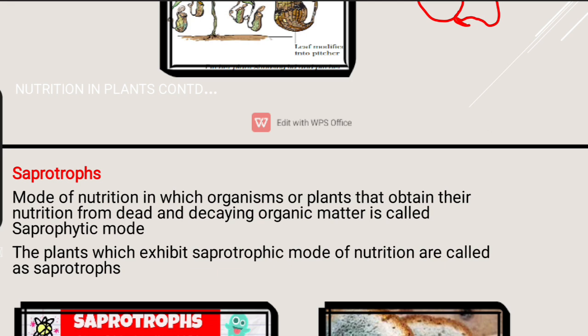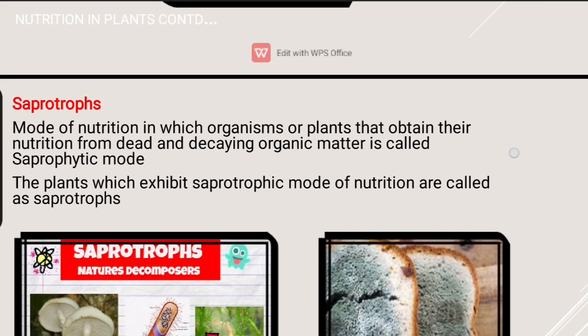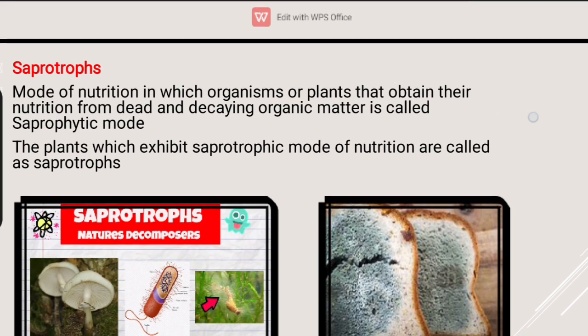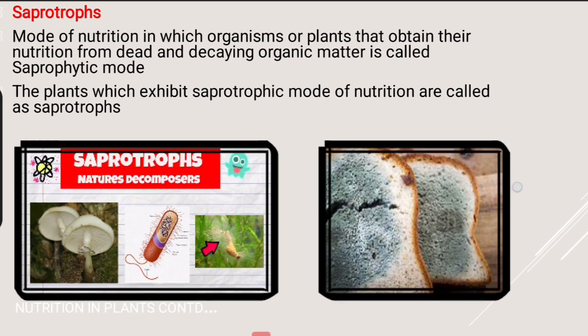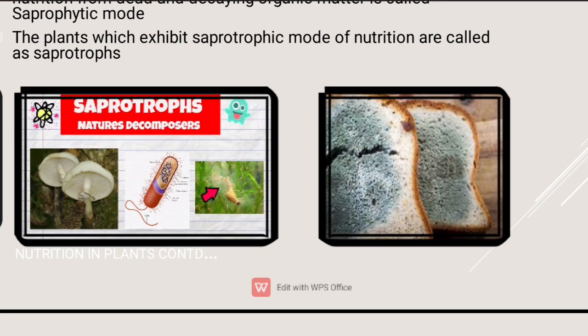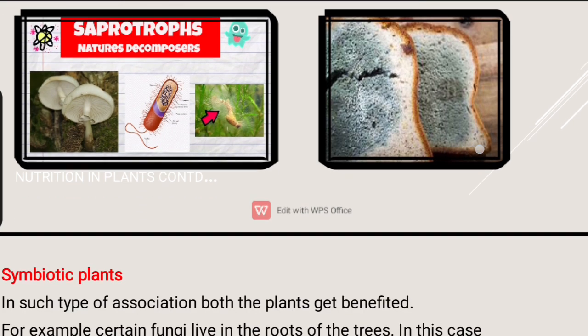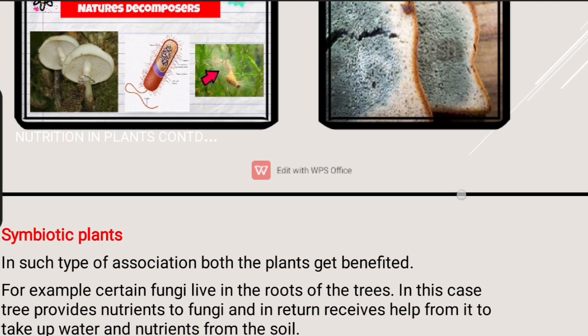Then moving next is saprophytes. The mode of nutrition in organisms or plants that obtain their nutrition from dead and decaying organic matter is called the saprophytic mode. The plant which exhibits the saprotrophic mode of nutrition is called a saprotroph. They take food from decaying living beings or other living things.